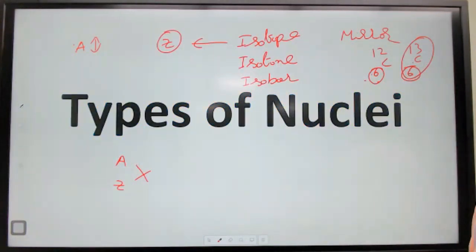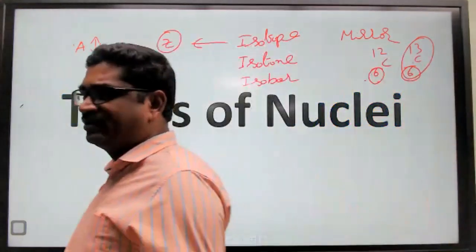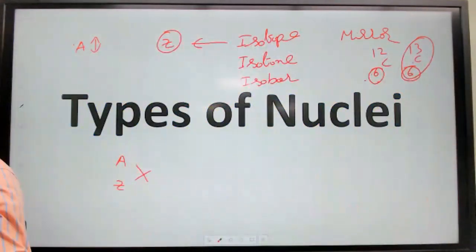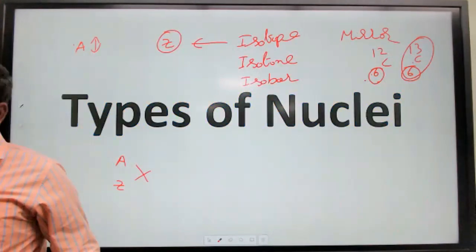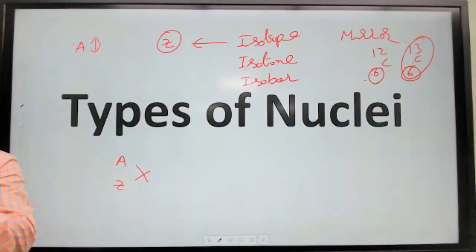There is no condition on A minus Z here; A need not be equal. What is the main condition? Z should be equal. That is the first and most important condition. After that, the remaining may be different, sometimes equal, but in the majority of cases they are different. Z is the same and A will be different.